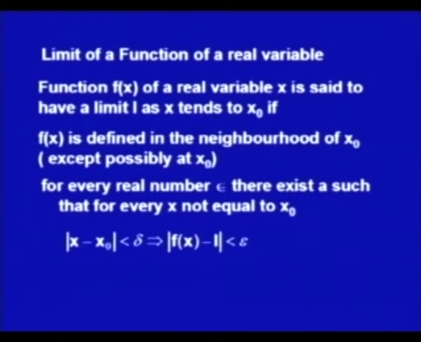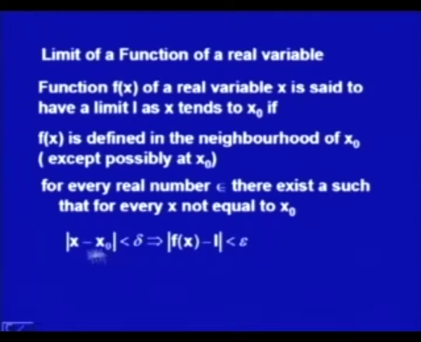So, limit of a function of a real variable: let f(x) be a function of a real variable x, then we say that L is the limit of this function f(x) as x tends to x0 if f(x) is defined in the neighborhood of x0 except possibly at x0, and then for every real number epsilon there exists a delta such that for every x not equal to x0 we have |x minus x0| less than delta implies |f(x) minus L| is less than epsilon. By this I mean to say that whenever we are close to x0, then we are close to L also.